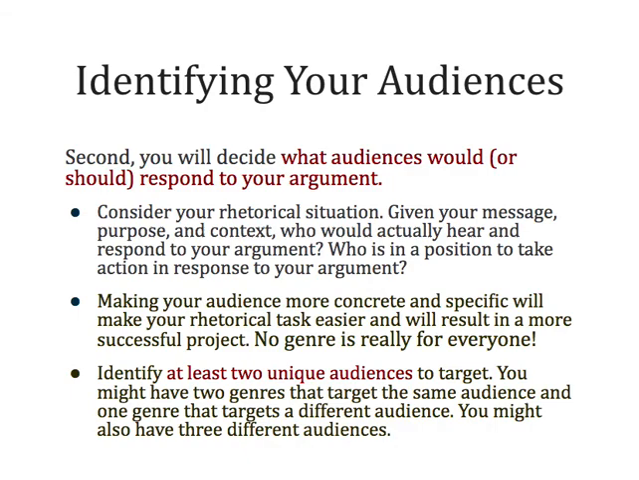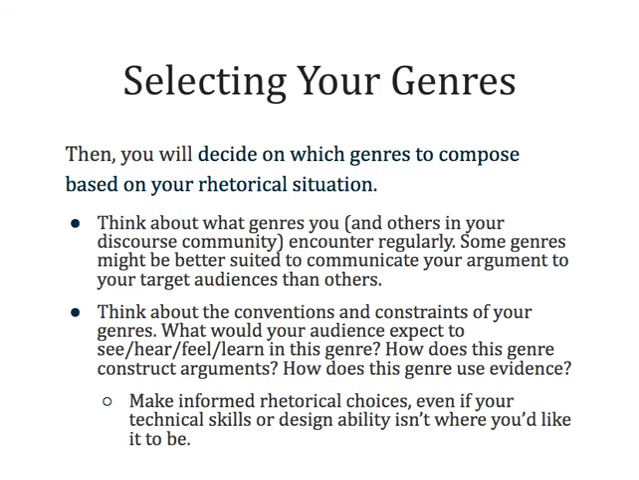The idea, though, is that having more than 1 audience allows students to demonstrate how they can adapt their argument for different rhetorical situations. Then, students will select their genres to compose based on their unique rhetorical situation. Students should think about what genres they and others in their discourse community encounter regularly. They'll likely find that some genres might be better suited to communicate their argument to their target audiences.